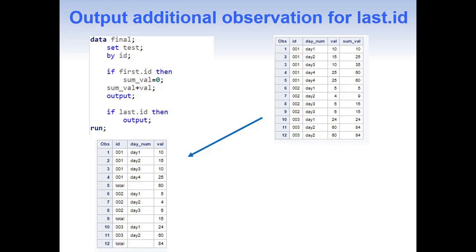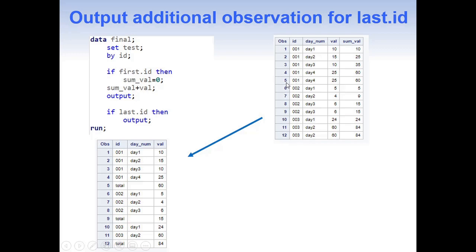And also we are adding one more statement. In here we are saying that if last dot id then output. What this does is it generates this last dot id observation once again. So we have our similar results from output, but we are saying we want output again when it is last dot id. So now we have the result as shown in here.